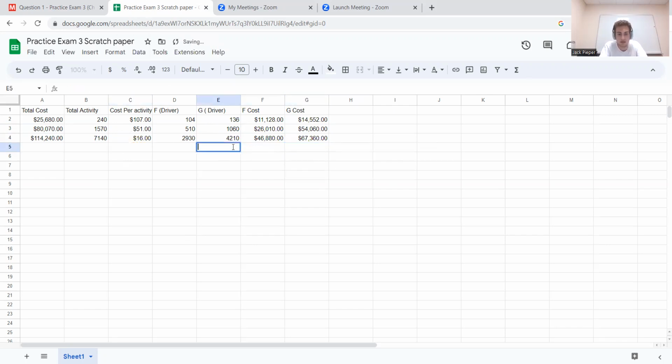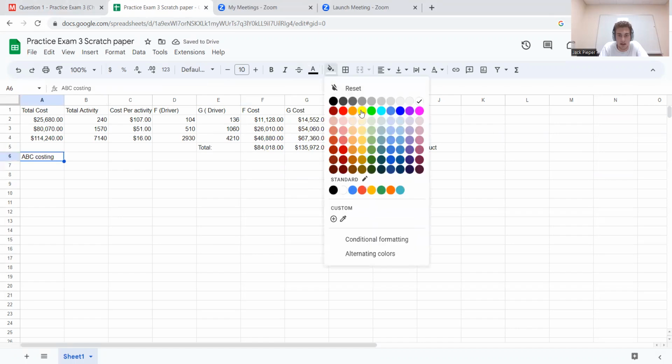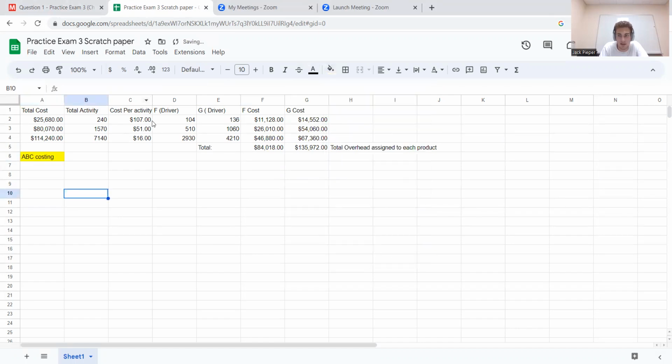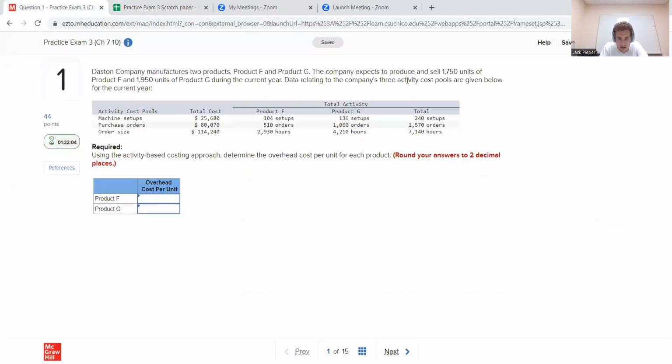Okay. Now we can total them up. So we'll do equals sum, cool, drag that over. Okay, those are our two sums. That's our total overhead assigned to each product. This is under activity-based costing, ABC costing, cool. And I'll highlight that. So again, all you're trying to find is the cost per activity. So cost per the total activity, and then multiply it back in to get the cost.